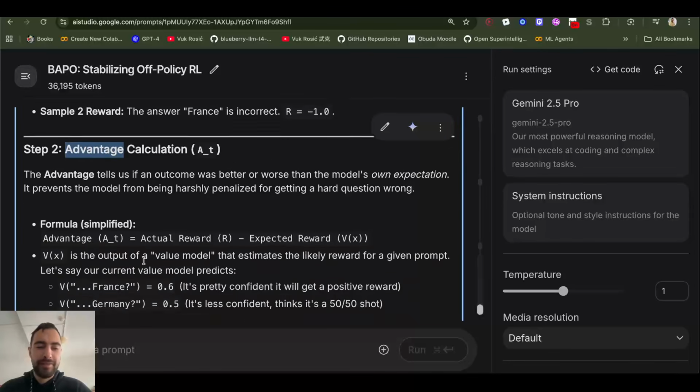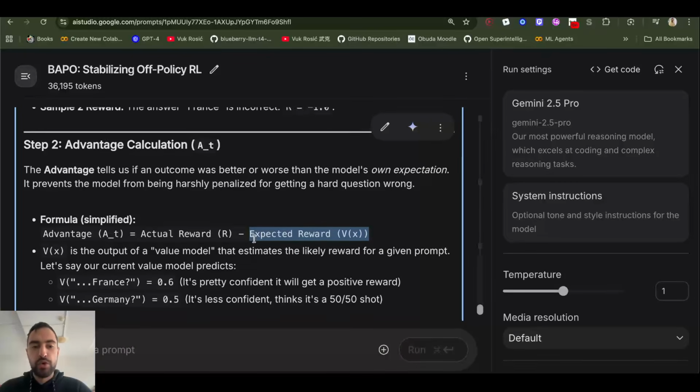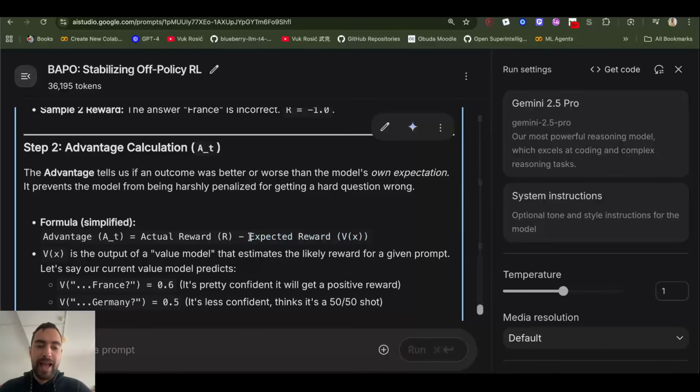So to calculate advantage, we're gonna say actual reward that it got minus expected reward. So expected reward is similar to like average reward that it would get. So you will notice that if the expected reward is very low, then advantage will be high. If this actual reward is high, then we will subtract a small number. But if expected reward is high and the answer is also correct, then advantage will be low. This works well with what I just explained.